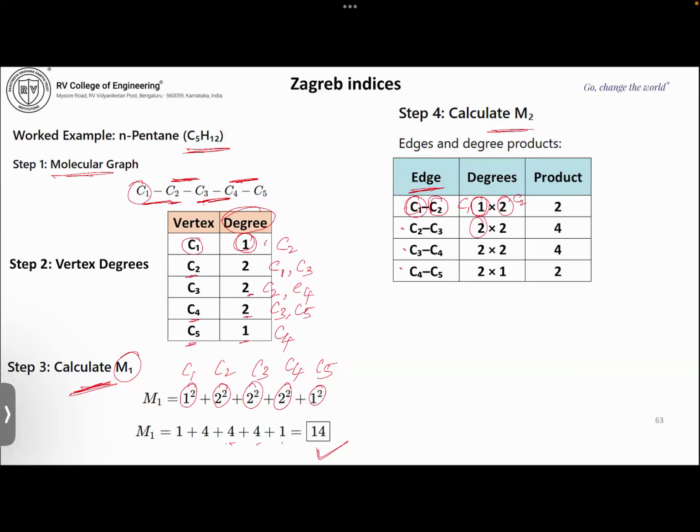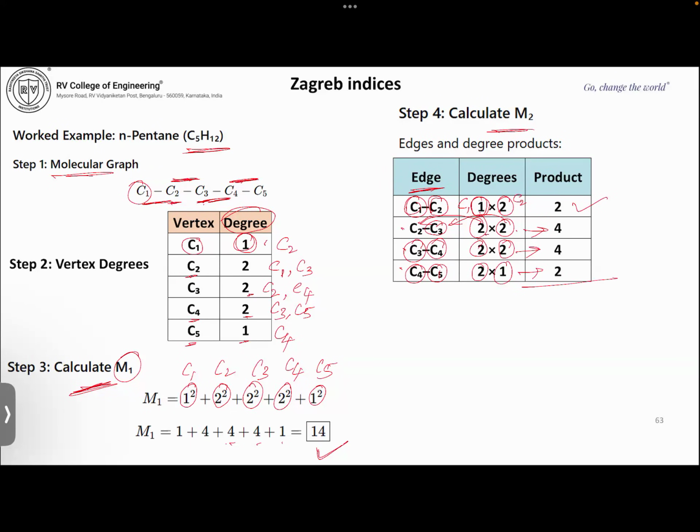Then C2 has degree 2 and C3 is attached to 2 atoms, so therefore 2 into 2, the degree of each vertex attached to the edge. Then C3 has actually degree 2, it is attached to 2 atoms, and C4 is also attached to 2 atoms. Therefore, its degree is 2. Then C4 is 2, and C5 is attached to only C4, its degree is 1. So then we should take the product of these. 1 into 2, 2, 2 into 2, 4, 2 into 2, 4, 2 into 1, 2.